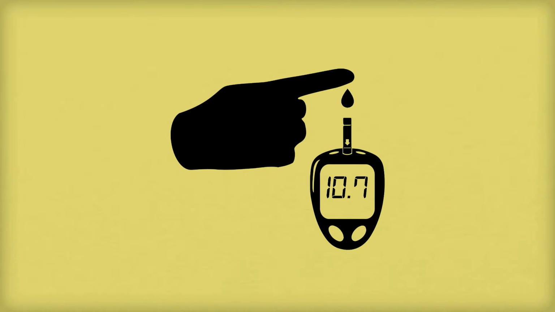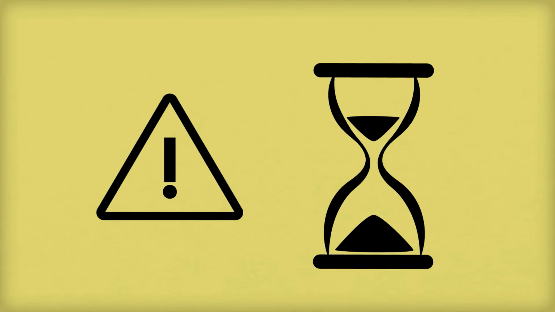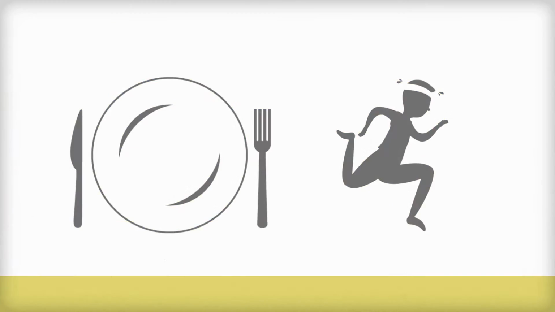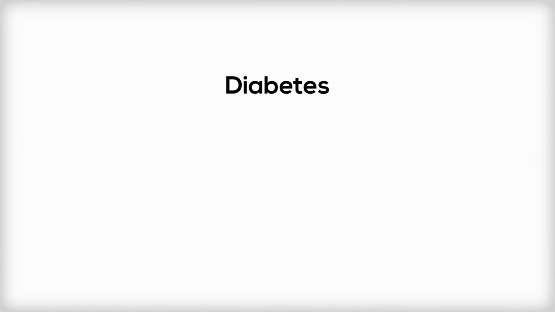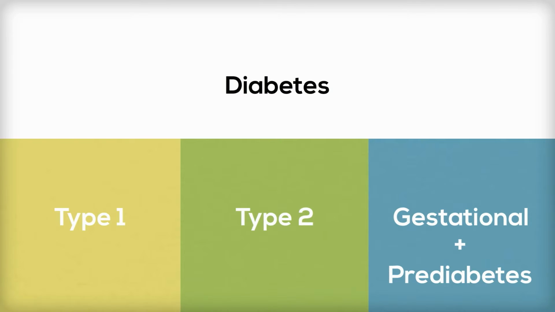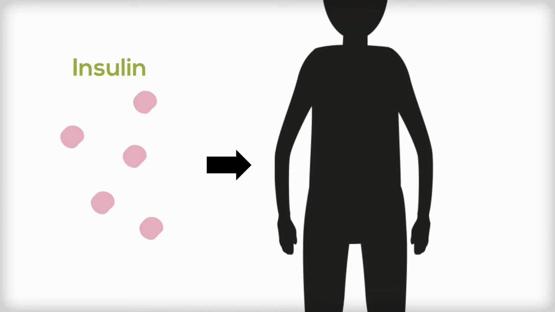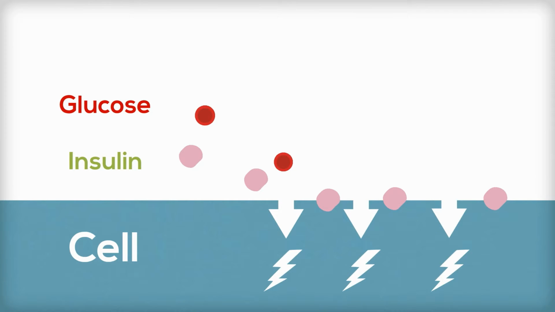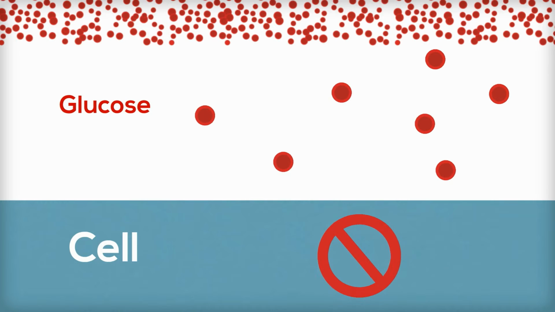But for many people, diabetes and its complications can be prevented or delayed by understanding risk factors and making important dietary and lifestyle changes. There are actually 3 types of diabetes: type 1, type 2, and gestational diabetes, in addition to prediabetes. To understand these conditions, we have to first understand the role of insulin in the body. Insulin is a hormone that controls the amount of glucose, a form of sugar, in the blood. Without enough insulin, glucose can't enter our cells to be used as energy.